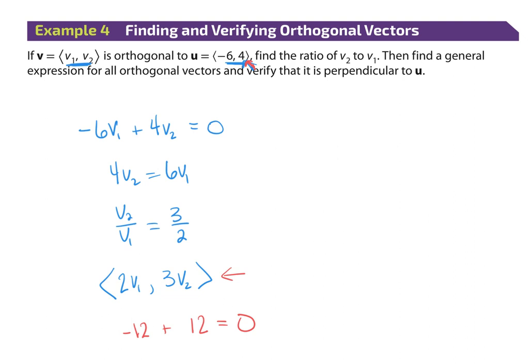So I can say, well, any k times this 2-3 ratio is going to do it. It's a constant. So I can multiply by 5, or I can multiply by 6. Anything that I'm multiplying by will give me that vector. Any variable, and it's going to do a dot product of 0. Okay.